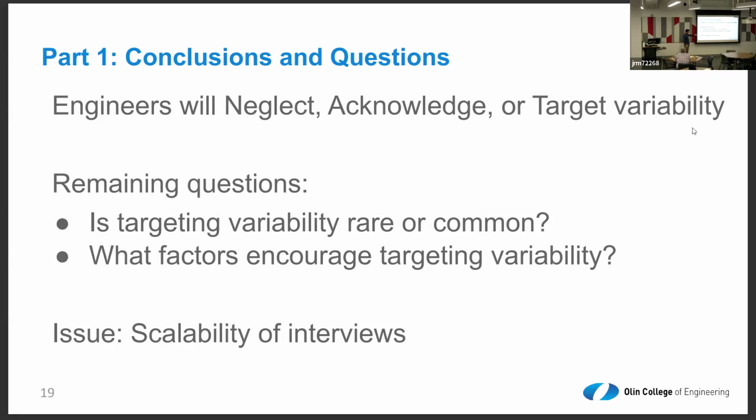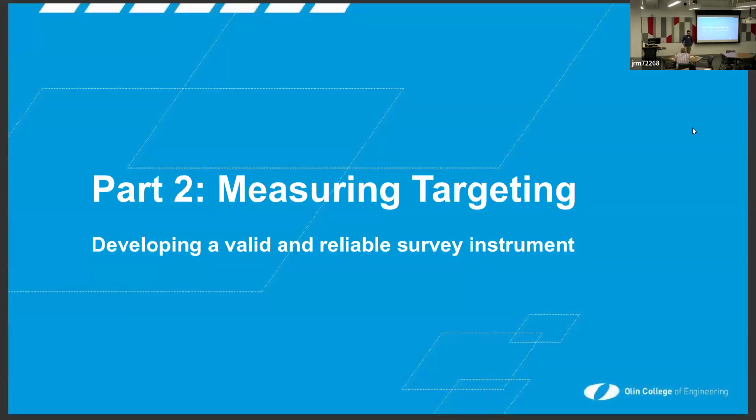And this is where we run into some methods issues. If we want to ask more inferential questions, if we want to ask how many, well, going out and carrying out interviews is not the most cost-effective way. So part 2 is about going from this qualitative study and moving towards something that we can use to start to measure this kind of behavior at scale.